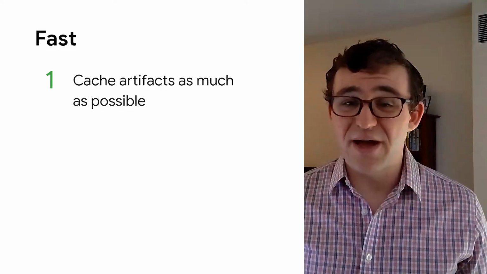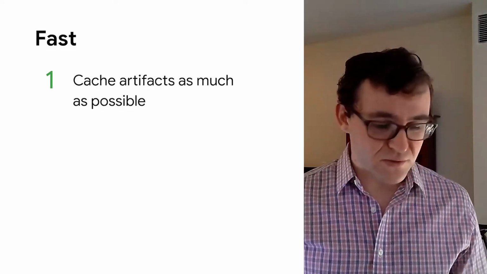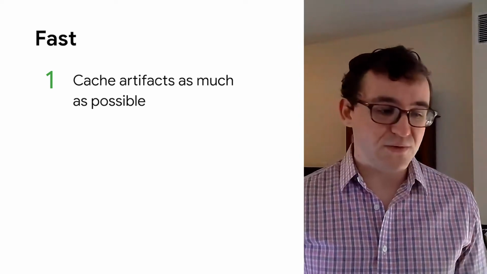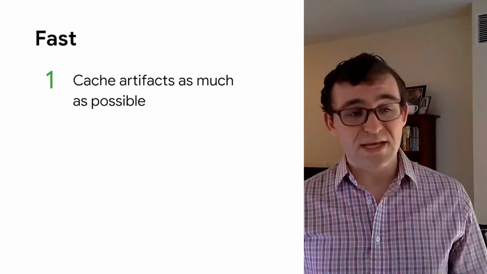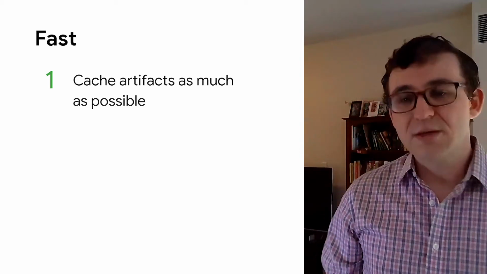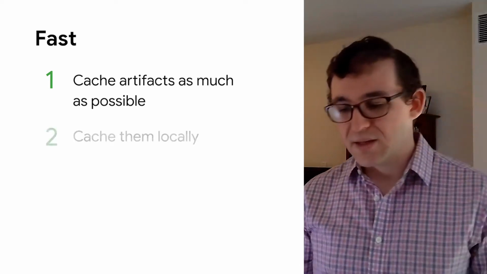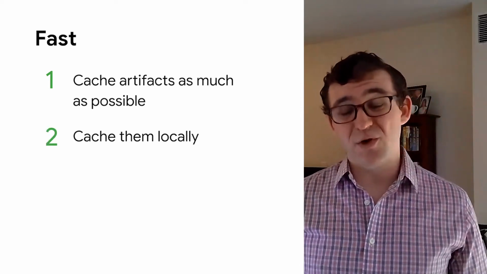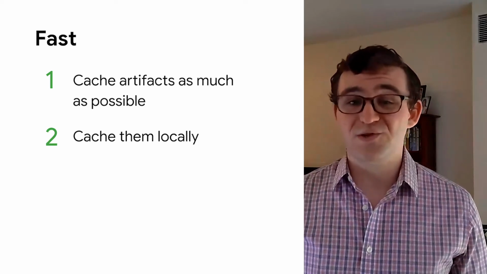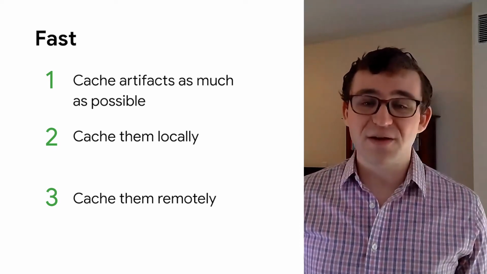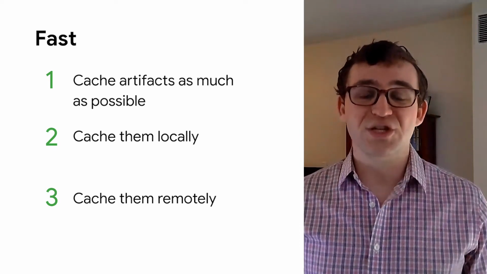So fast, how do we get there? Well, first off, we want to cache artifacts as much as possible. When you compile a source file, you want to take the outputs of that and save them. So when you go to compile the same exact source file again, well, you can skip doing the work because you already know what the output is going to be. And those artifacts, you want to cache them locally for the benefit of your future self. You also want to cache them remotely for the benefit of your teammates or build machines that you may have running.